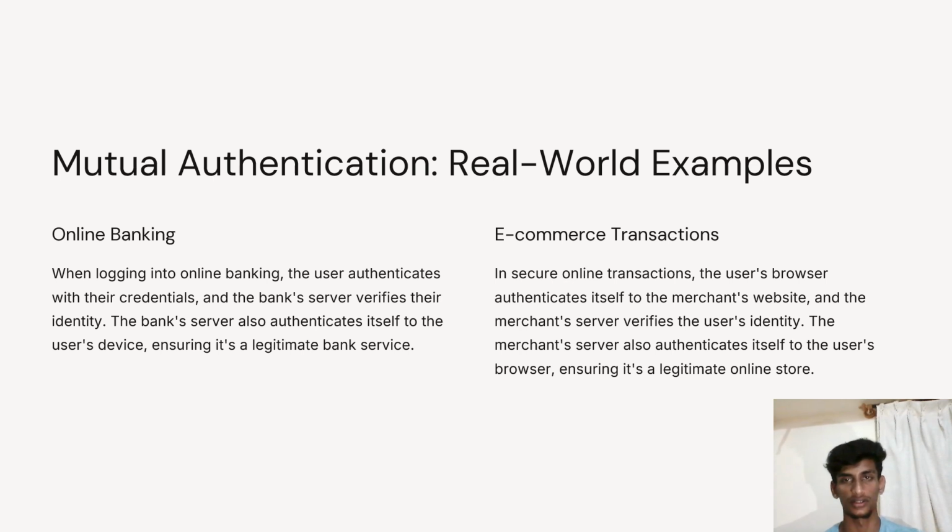Then mutual authentication, a real-world example. Examples: online banking. When logging into online banking, the user authenticates with credentials and the bank server verifies their identity. The bank server also authenticates itself to the user's device, ensuring it is legitimate bank services. Then e-commerce transactions. In a secure online transaction, the user authenticates itself to the merchant's website and the merchant server verifies the user's identity. The merchant server also authenticates itself to the user's browser, ensuring legitimate online stores.